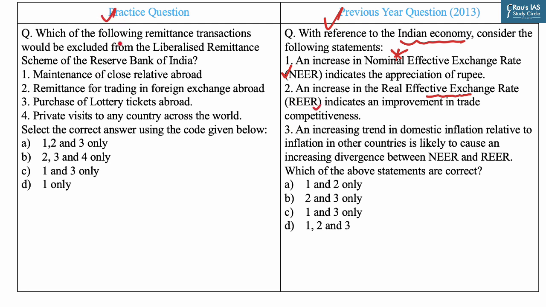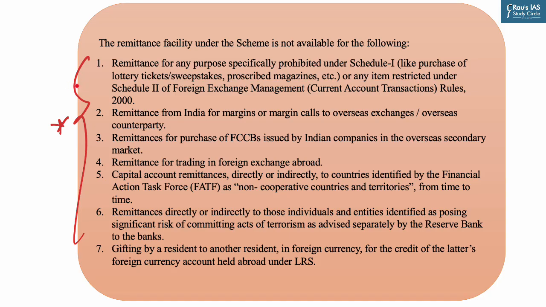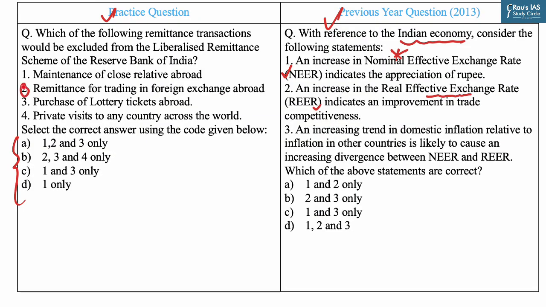Question says, which of the following remittance transactions would be excluded from the Liberalised Remittance Scheme of the Reserve Bank of India? Now here is the list of the RBI which enlists the entities which cannot avail the remittance facility, and this includes remittance for trading in foreign exchange abroad and remittance for any purpose specifically prohibited under Schedule 1, like purchase of lottery tickets, sweepstakes, proscribed magazines, etc. So now we know that options 2 and 3 are excluded from this scheme.